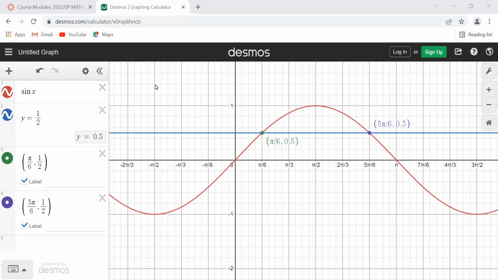Hello. In this piece of lesson, we're going to talk about why sine is not one-to-one and the language we need to speak mathematically.